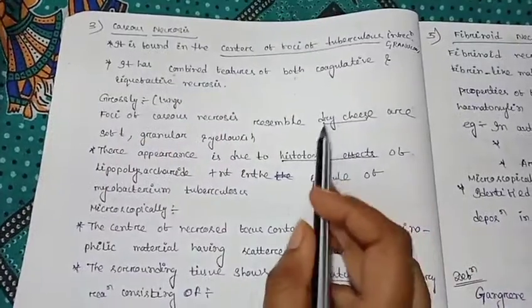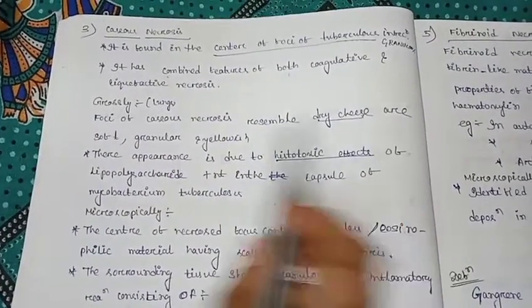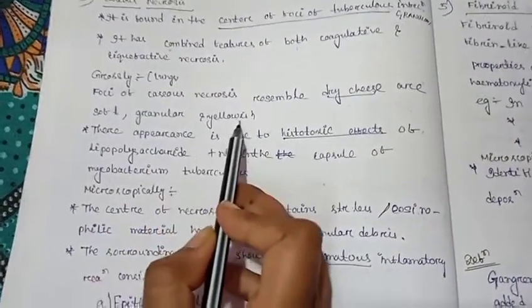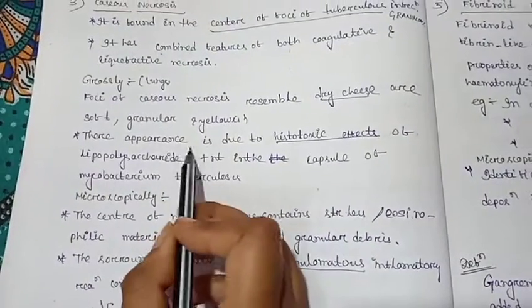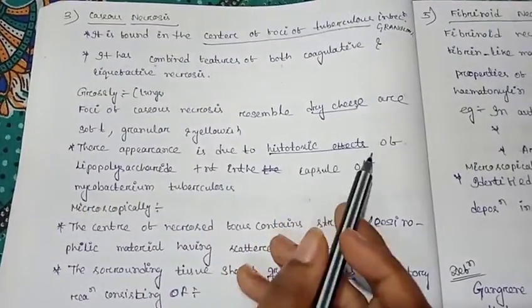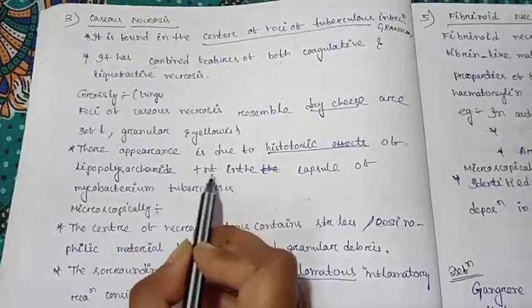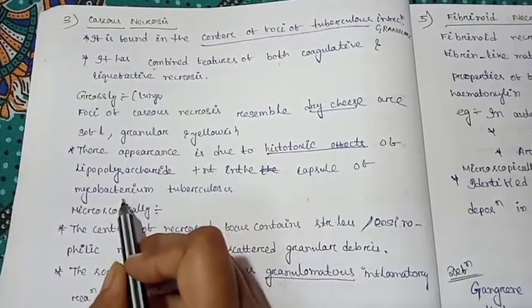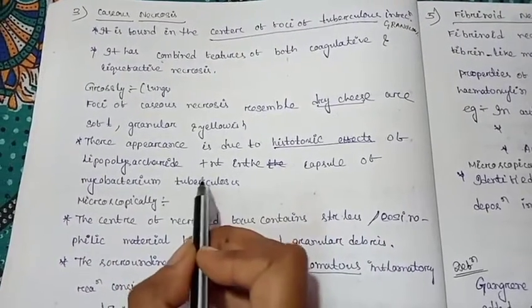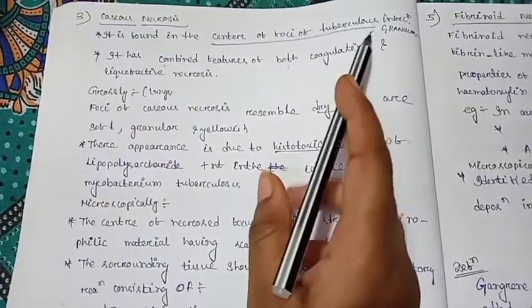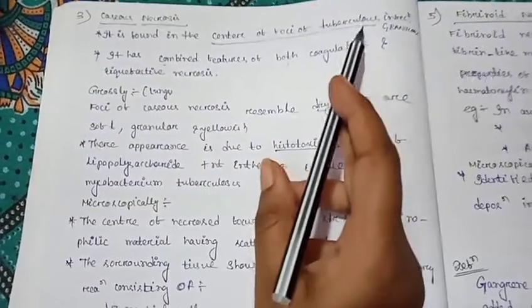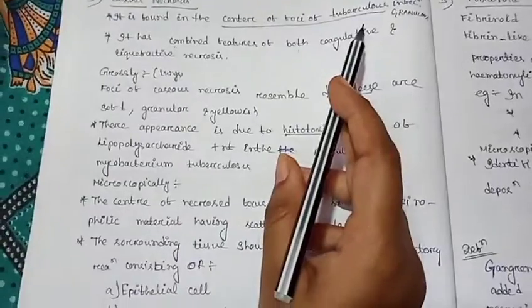Why? Because it looks like dry cheese. That is, it is soft, granular, with yellowish coloration. Its appearance is due to the histotoxic effect of the lipopolysaccharides present in the capsule of Mycobacterium tuberculosis. That's why the most common example of caseous necrosis is tubercular necrosis, tuberculosis. That is the most common cause.